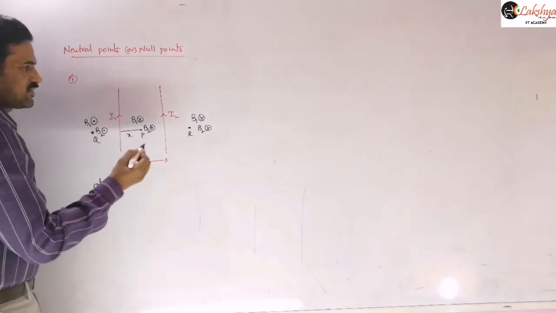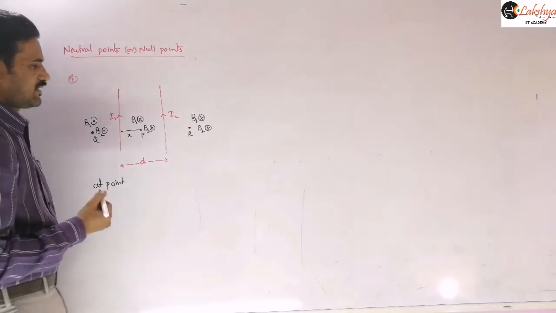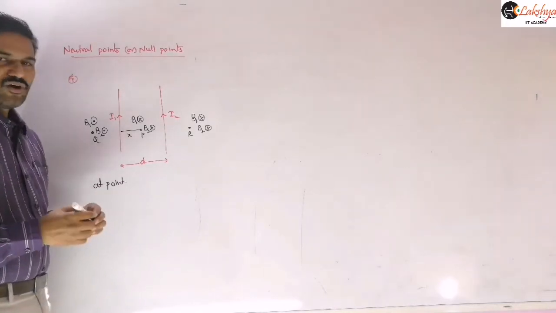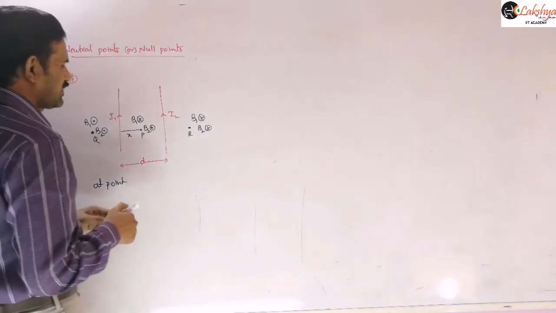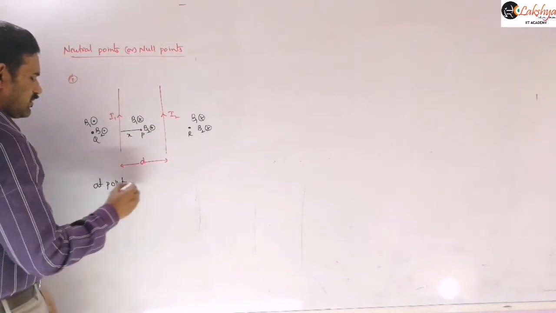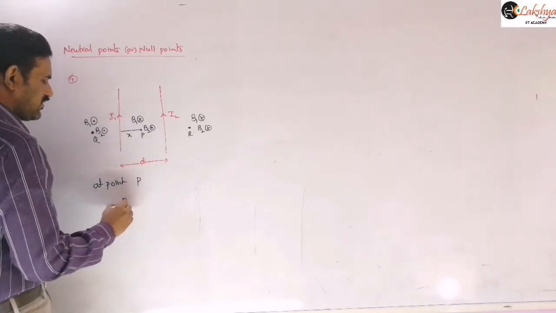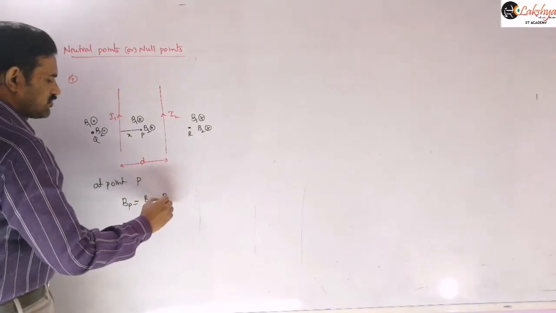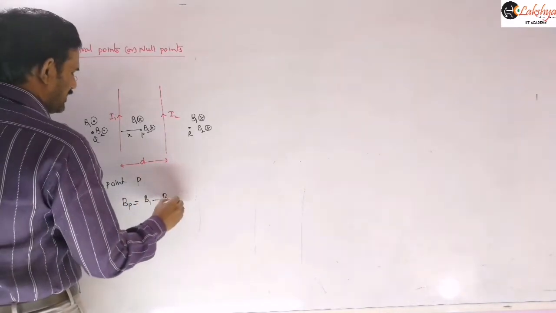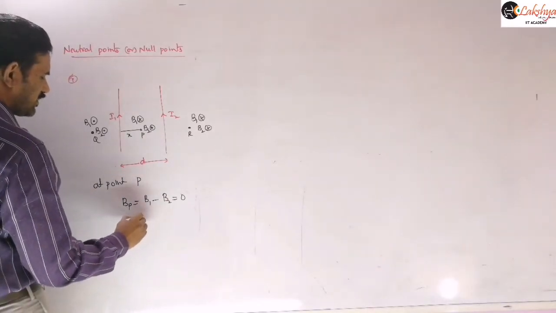Therefore, you may mention that if two conductors are carrying current in the same direction, then the neutral point will be formed in between the conductors. So that means at point P, the net field we can write here is B1 minus B2 is equal to 0. So then B1 value and B2 value we are writing here.